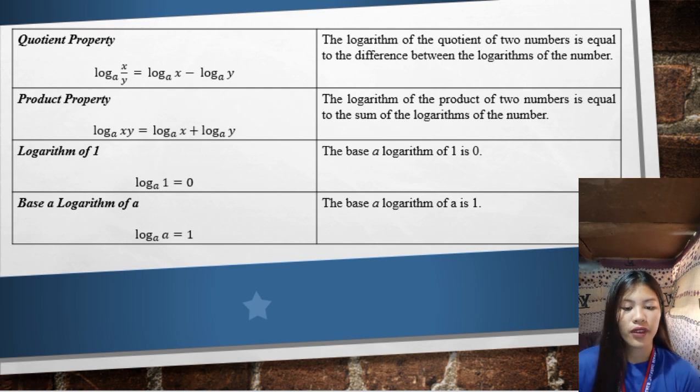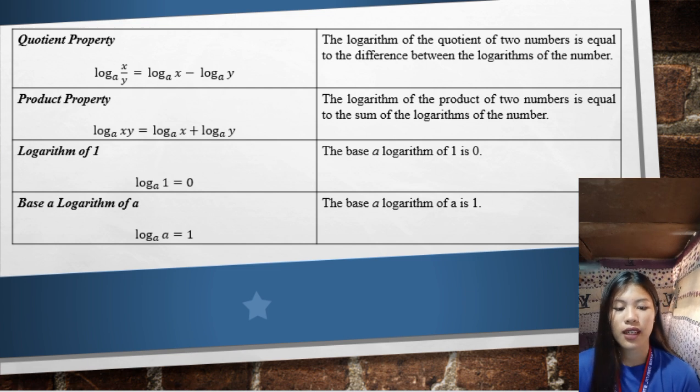Next, we have the product property. The logarithm of the product of two numbers is equal to the sum of the logarithms of the individual factors. Mathematically, this is expressed as log base a of x times y is equal to log base a of x plus log base a of y.